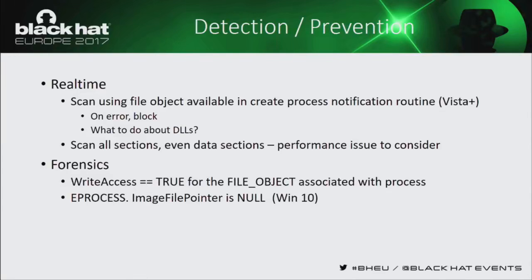As for forensics, if you want to detect a process in retrospect that has been doppelganged, you can take a look at the file object associated with the process, and if it has the right access enabled, then you can know that something fishy is going on here, and there's a good chance it's process doppelganging. And also, specifically on Windows 10, the eProcess structure has something called the image file pointer, which is supposed to point to the file object, and this will be null in a doppelganged process.